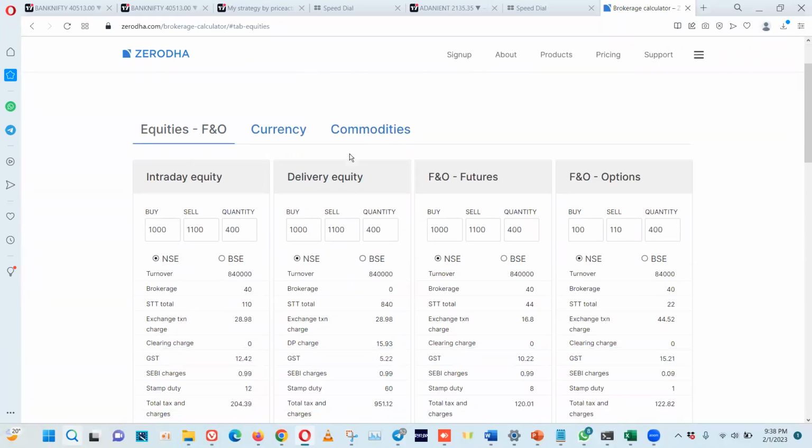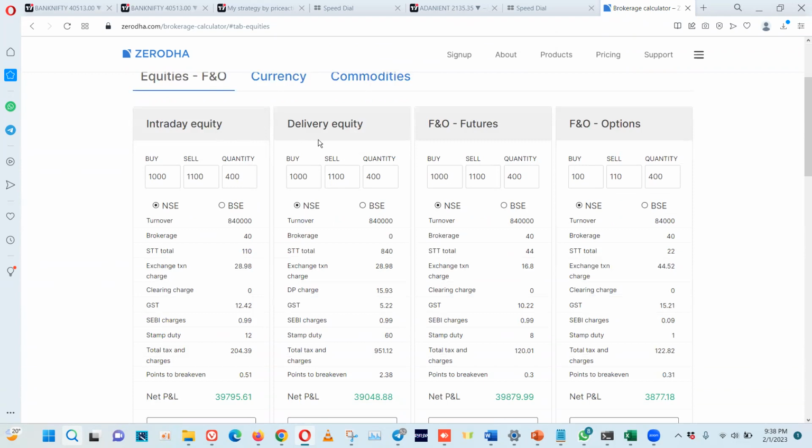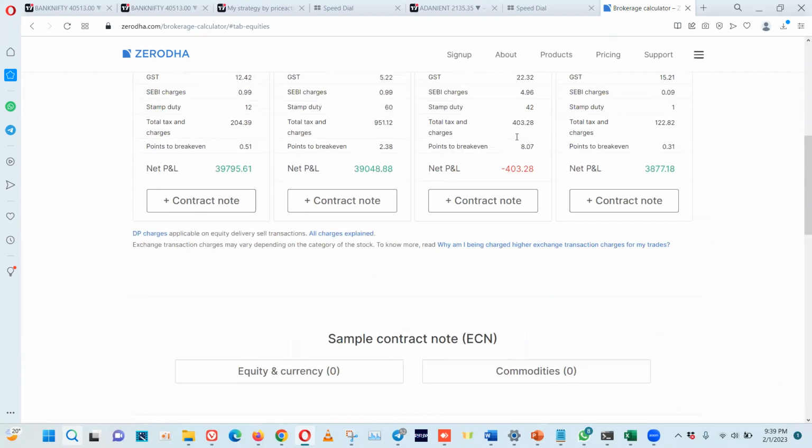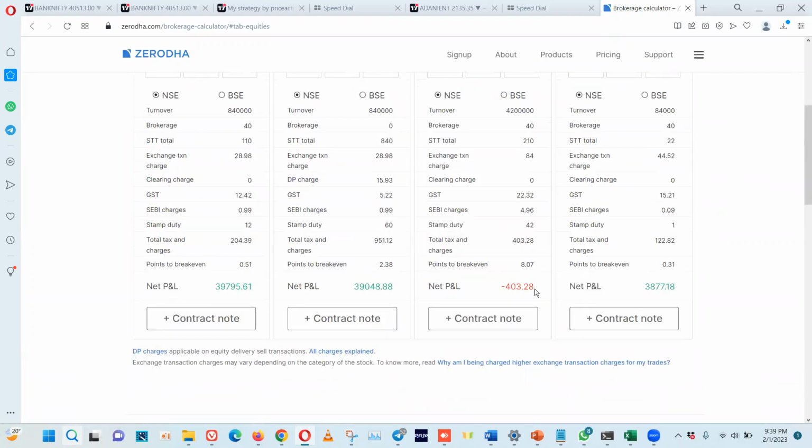Here we can go to Zerodha brokerage calculator. I usually use this. Here futures and options. Suppose we are using Bank Nifty futures and we bought at 42,000, sold at 42,000. Quantity is 50. So we'll get the absolute amount we pay. That is 403 rupees. Oh, wow. This is for futures.